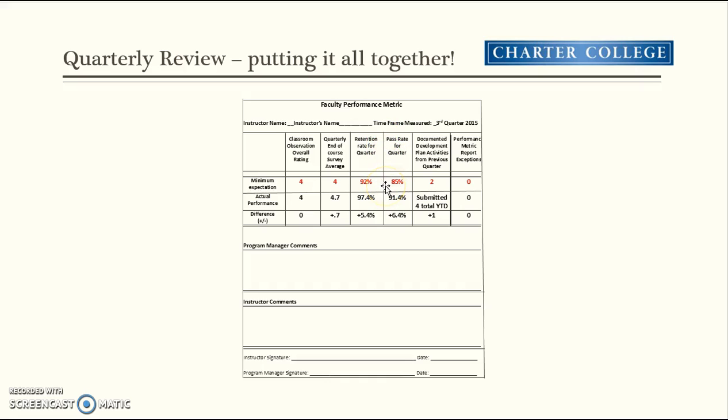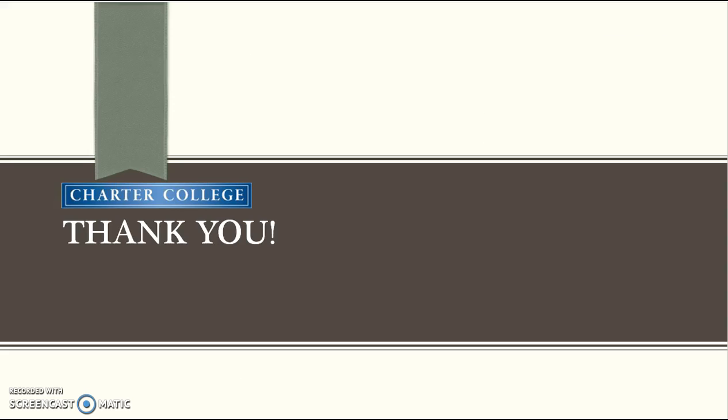expectation of 85%, documented development plan activities from previous quarter, at least 2, and if you have any performance metric report exceptions. These metrics can show not only where the instructor is succeeding, but also to determine specific areas of improvement. This concludes faculty performance metrics.